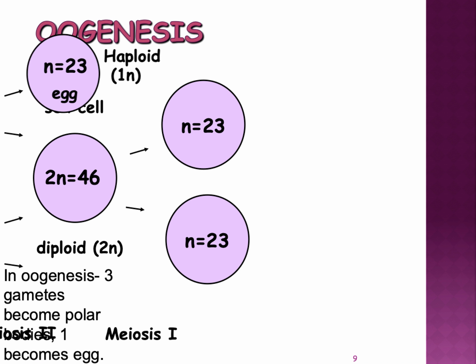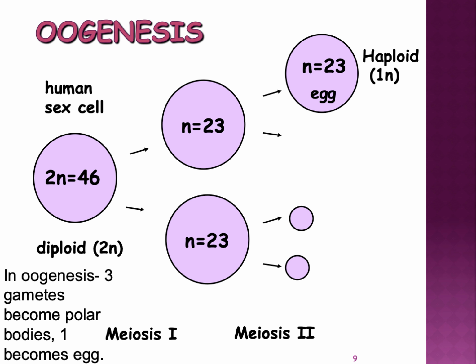Again, overly simplified. Okay, oogenesis is a little different. You still end up having 4 products, but what happens is there's only one viable egg that is produced through meiosis, and the rest of them become polar bodies.